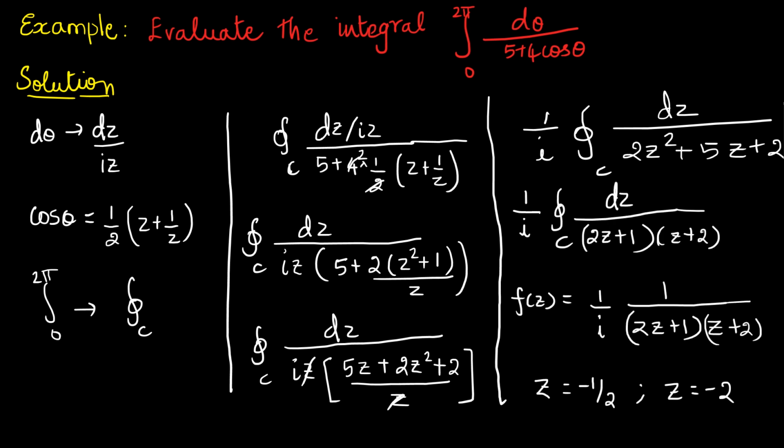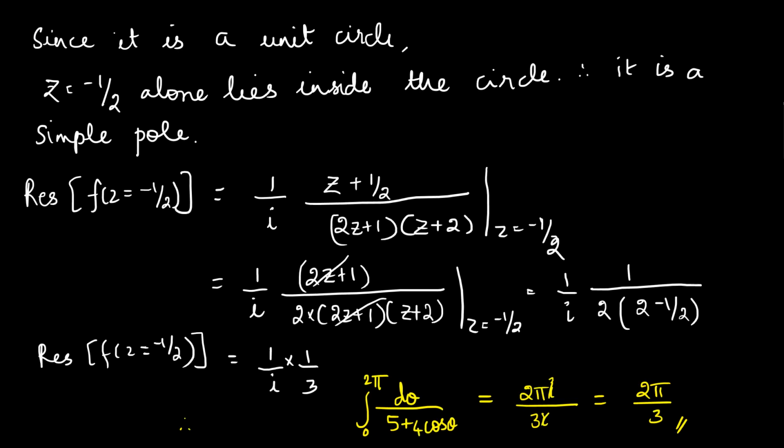So I get 1 by i, dz by (2z plus 1)(z plus 2). And then on doing that, f of z is equal to 1 by i into 1 by (2z plus 1)(z plus 2), which is my function. Now I can find the poles, that is z is equal to minus half and z is equal to minus 2. Now I know that it is a unit circle, so z equal to minus half alone lies inside the circle, whereas z equal to minus 2 will be outside the circle.